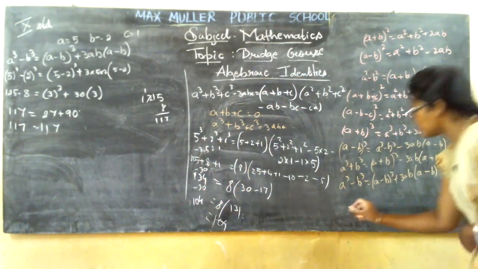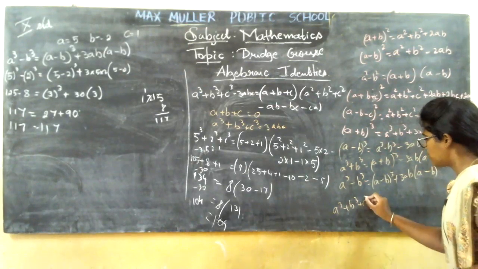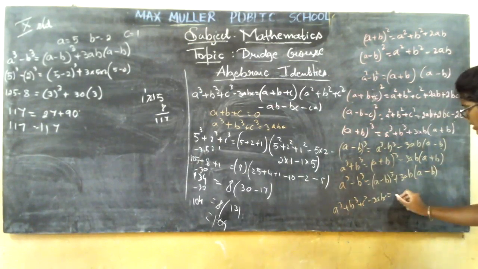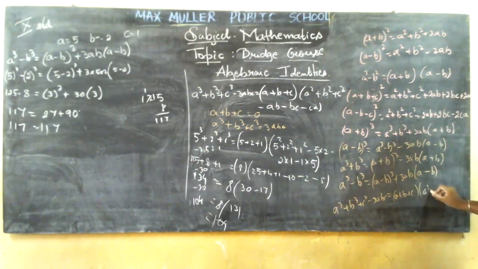So what is the formula you learned now? a cube plus b cube plus c cube minus 3abc is equal to a plus b plus c into a square plus b square plus c square minus ab minus bc minus ca. Clear? So till today you have learned how many? 3, 6, 9 plus 1, 10 algebraic identities.